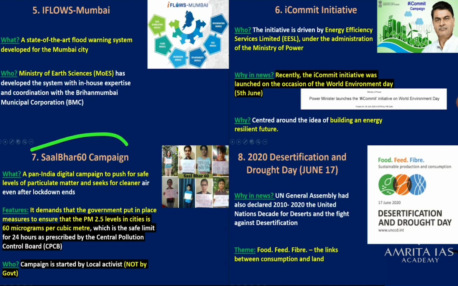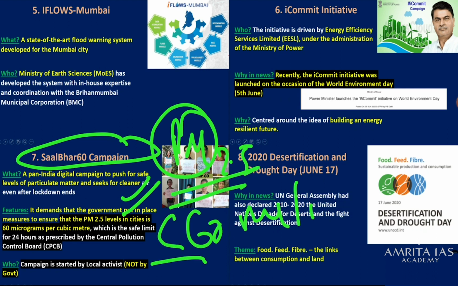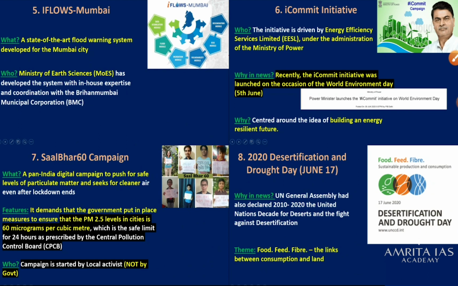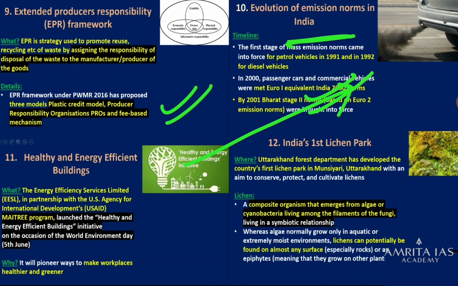Then Saal Bhar 60 campaign, that is PM 2.5 level to be maintained below 60 microgram per meter cube, that is being advised by CPCB, or the guidelines being set up by CPCB. Then 2020 desertification in the dot Dre. Then EPR we have read, extended producer responsibility. Then evolution of emission norms, especially the PM things, selective catalytic reduction. These things you need to keep in mind.